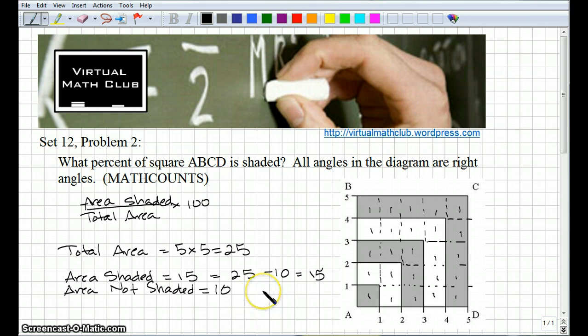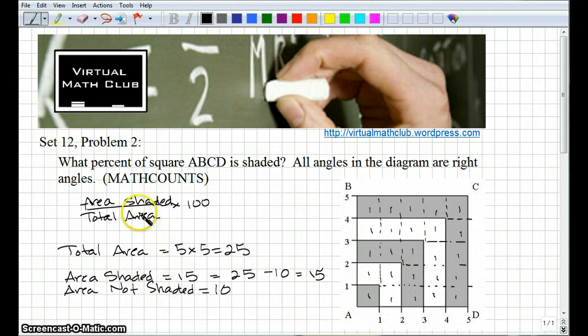But it's good to have those different tools in your belt and be able to use them, because sometimes it is a lot easier to count what you don't want than it is to count what you do want. Okay, so sometimes you have to take that strategy. In this particular case, it doesn't really matter too much.